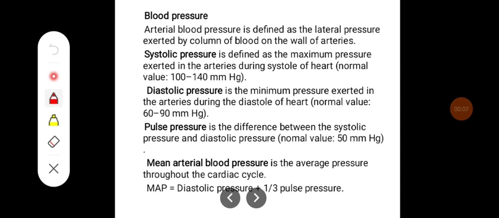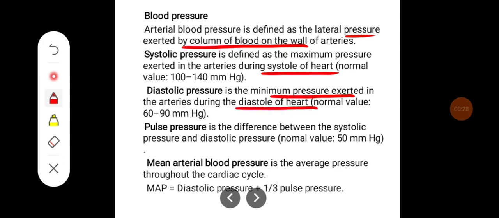Arterial blood pressure is defined as the lateral pressure exerted by the column of blood on the wall of arteries. Systolic blood pressure is defined as the maximum pressure exerted in the arteries during systole of the heart, and it ranges between 100 to 140 millimeters of mercury. And diastolic pressure is the minimum pressure exerted in arteries during the diastole of the heart. That is, normally it is between 90 to 60 mm of mercury.